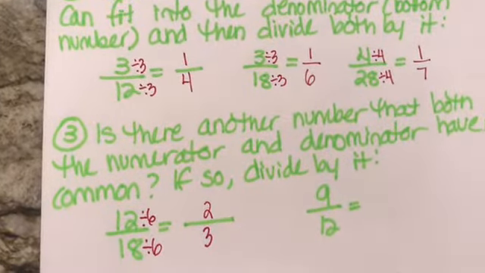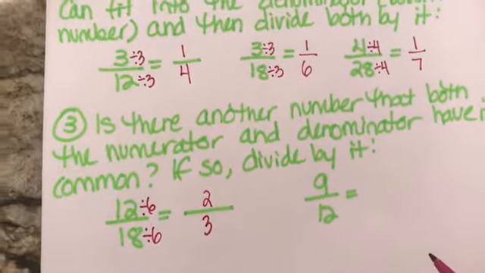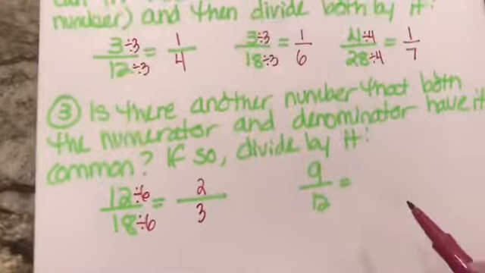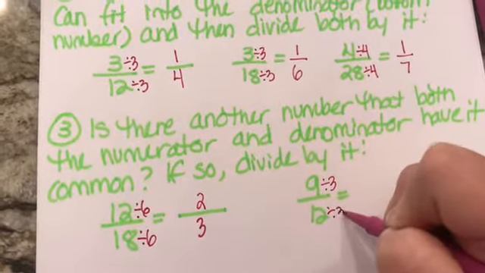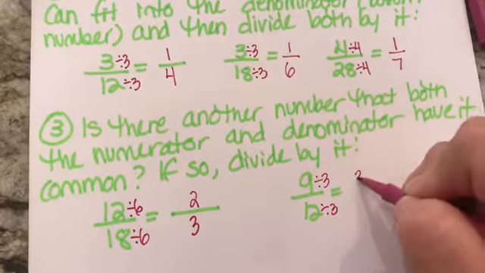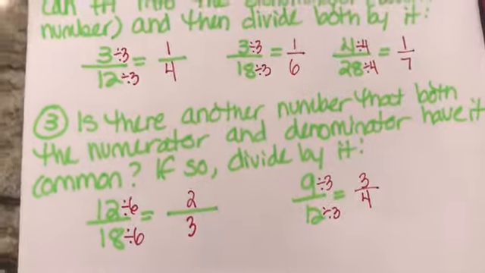Over here for this one, I have 9/12, so I need to simplify it. I can't use the other 2 rules, but I can divide both of them by 3. So 9 divided by 3 gets me down to 3, and 12 divided by 3 gets me down to 4.